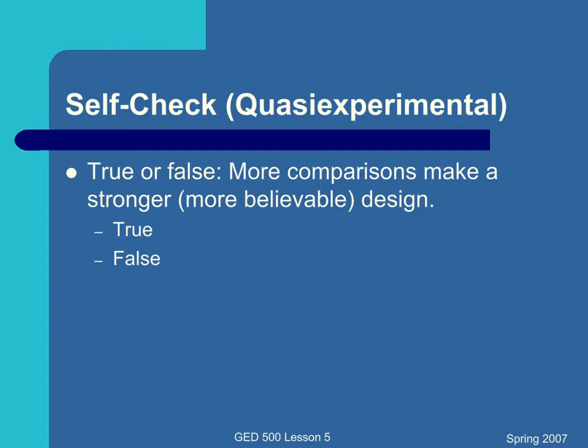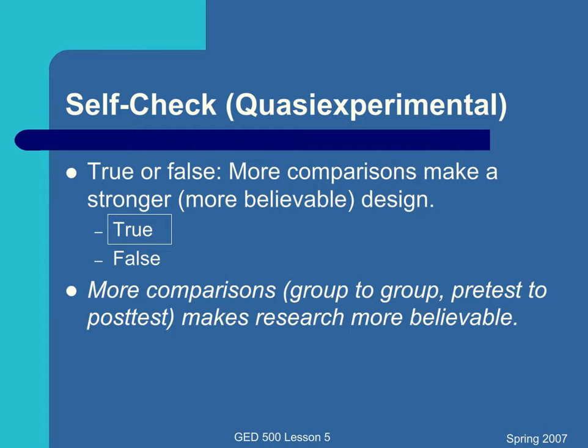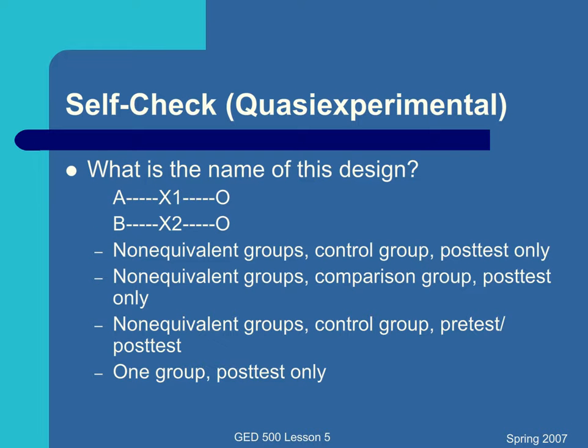Okay, so let's do a quick true or false. More comparisons make a stronger, more believable design. What do you think? So if you said true, you got it right. More comparisons make a stronger, more believable design. More comparisons, group to group, post-test, pre-test, make research more believable. So let's do one more.